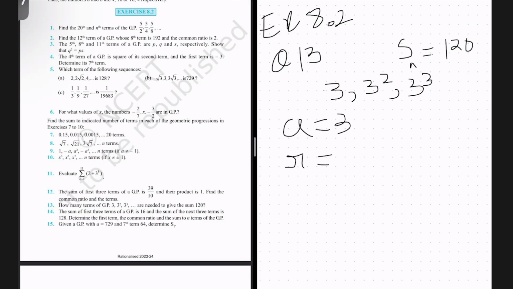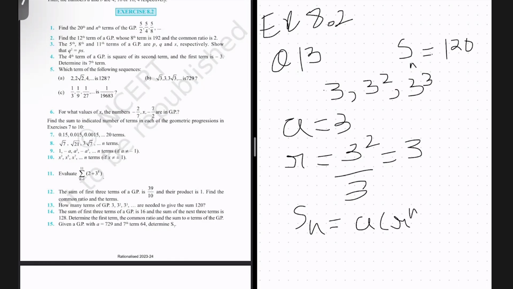The common ratio is 3 square divided by 3, and that is also going to give you 3 right here. So the first term is 3, and the common ratio is also 3. Sn is given to us as 120, and we need to find the value of n, the number of terms we need for this to be equal to the sum that has been given to us. So Sn is nothing but a times r raised to the power n.